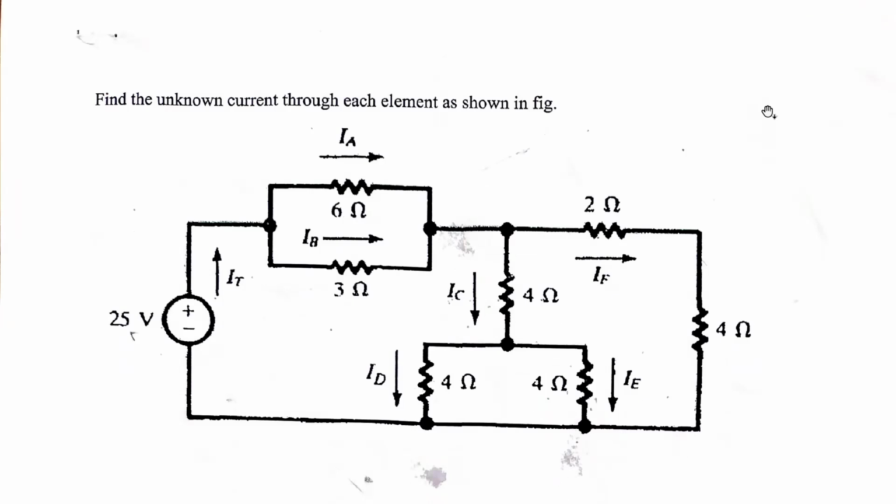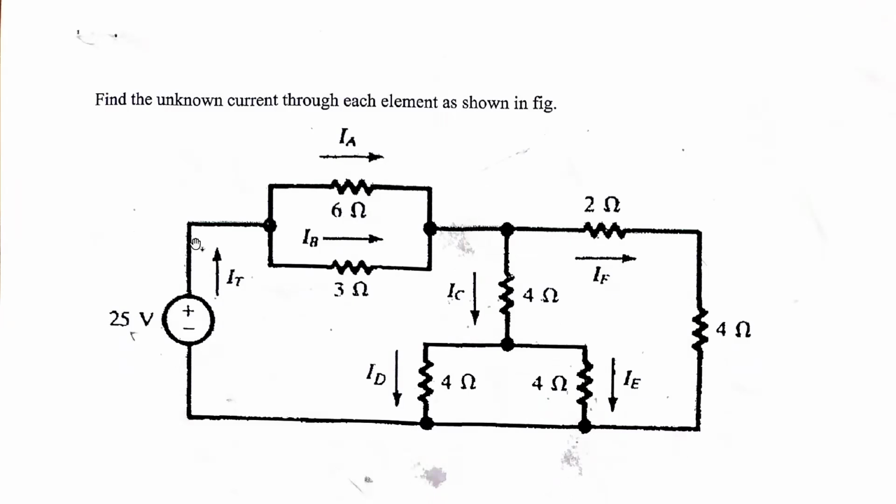Very good morning. Today we are going to solve a simple circuit, and here we are going to find out the unknown current in each element as shown in the figure. Sometimes in a 5 mark question they may ask this kind of question. Very simple. You can solve it within 5 minutes if you get this type of question. So first, you understand the question.